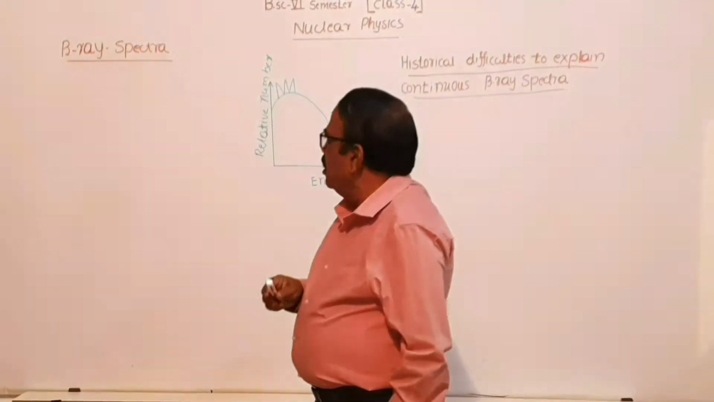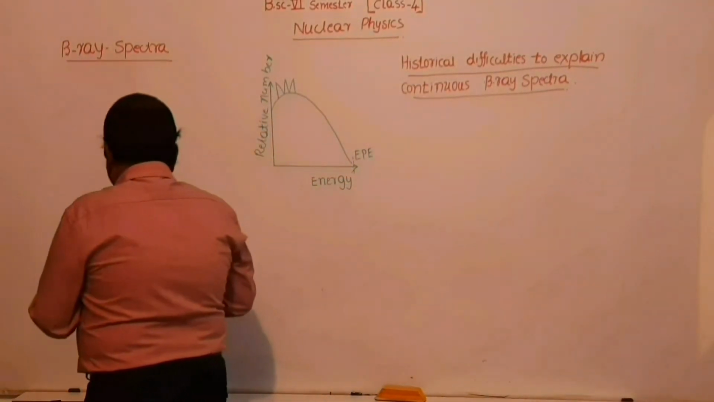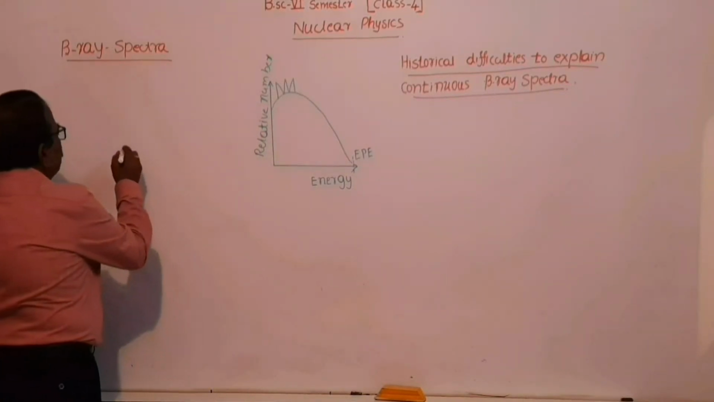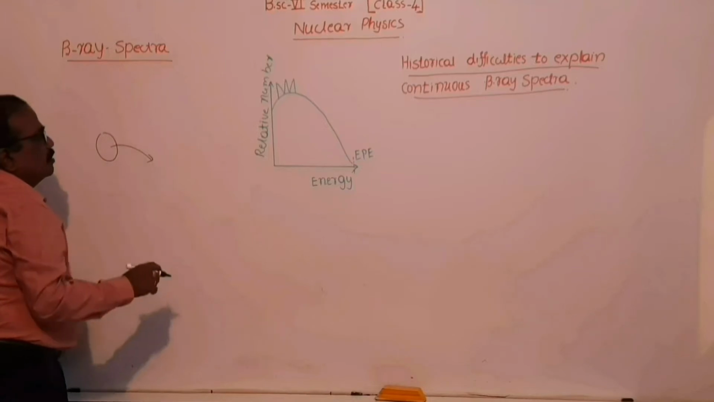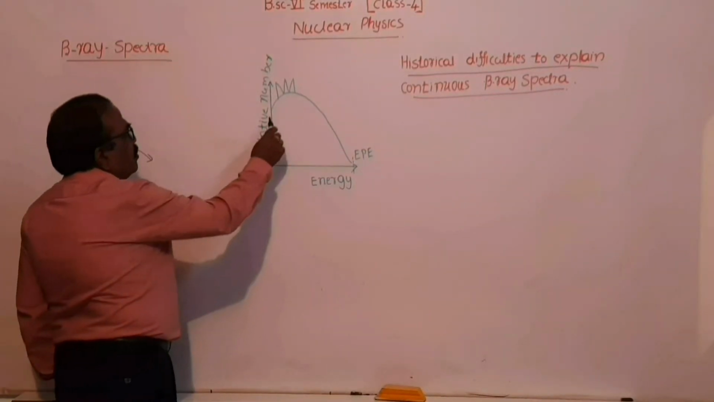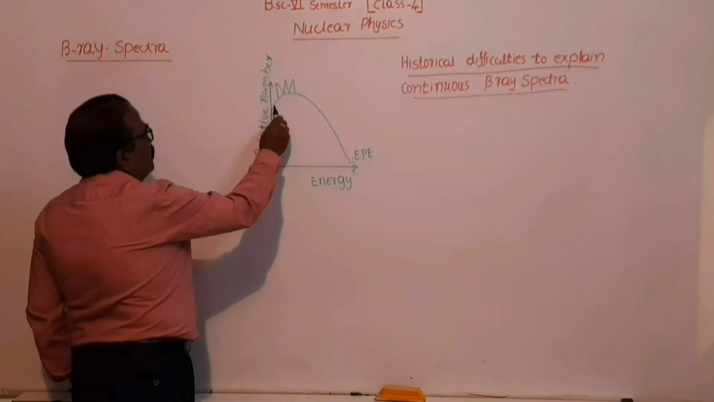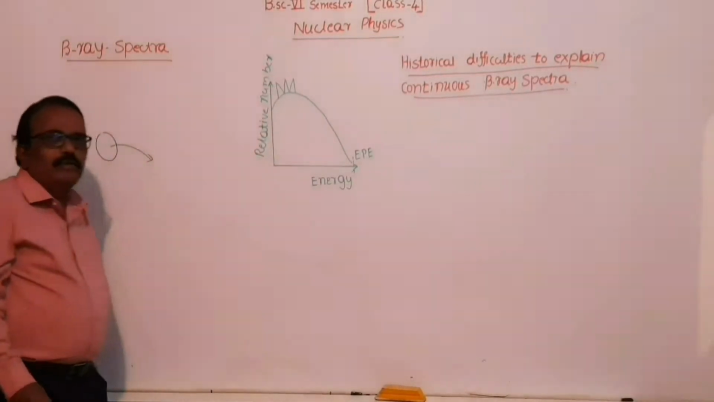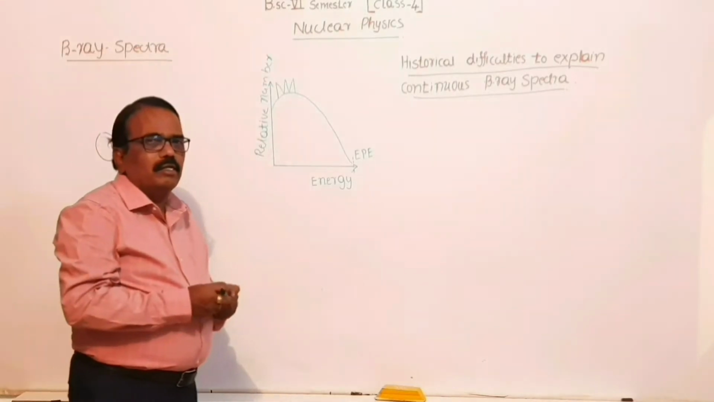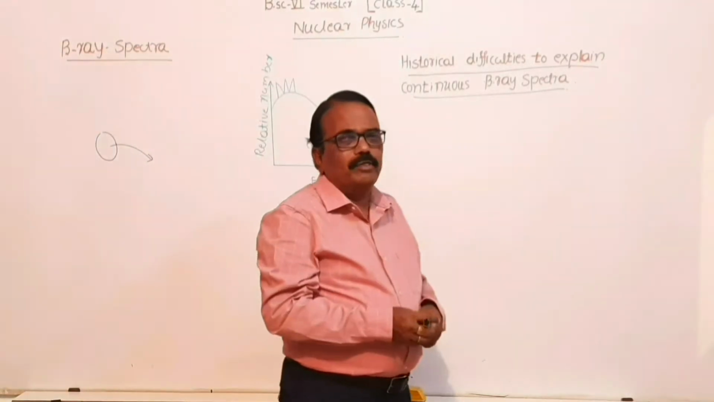Now, energy emitted by beta rays, which are coming out from the radioactive element, have a continuous distribution of energy ranging from 0 to maximum. Maximum is the characteristic of this radioactive element.